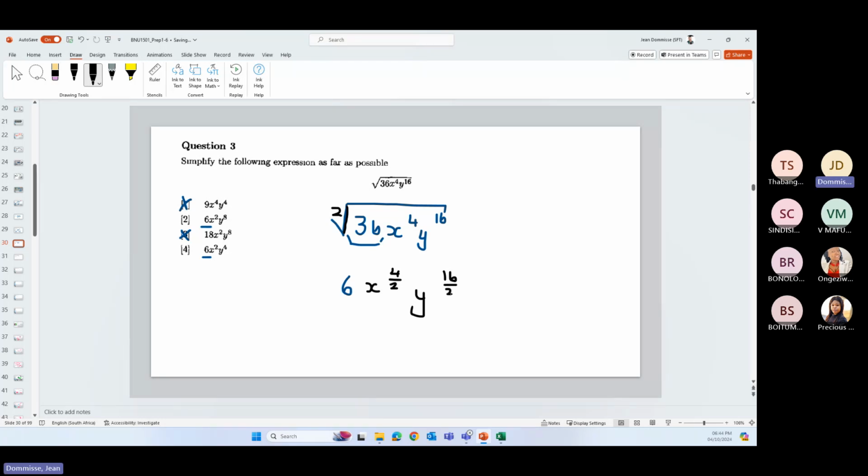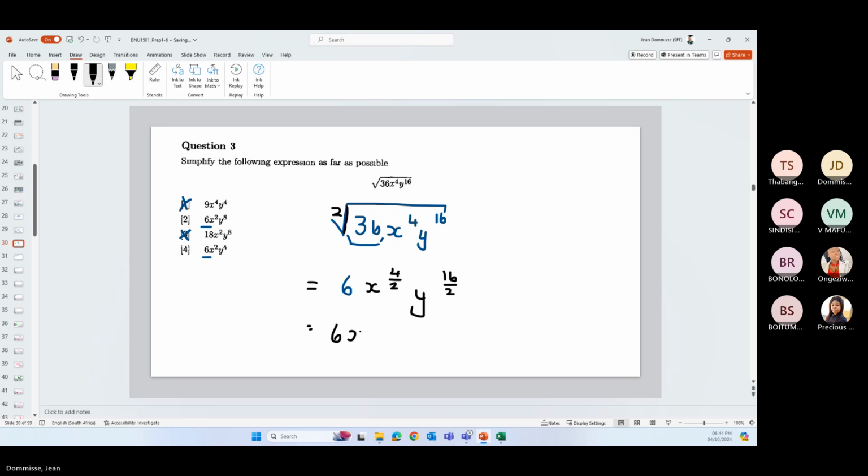And then we can take that square root away. So if we simplify, that is how we can simplify it. So still you will see none of those answers have 4 over 2 or 16 over 2, but let's do that in the next step.